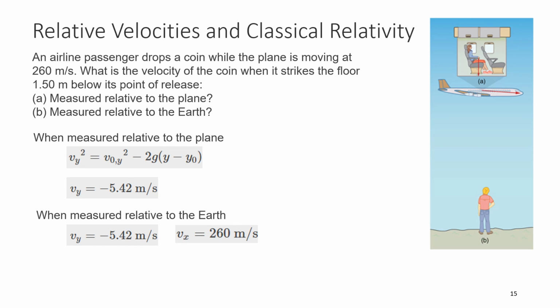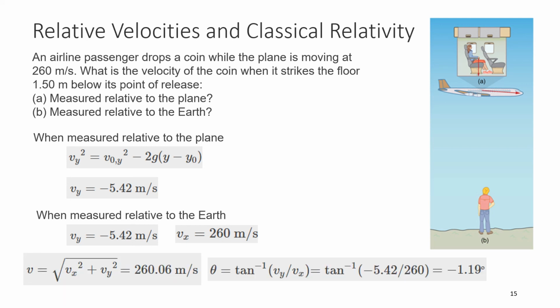Combining both x and y components, we get the magnitude of the final velocity v to be 260.06 meters per second, which is just 260 meters per second if we consider the significant figures, and the direction angle theta to be minus 1.19 degrees. This shows that an observer on the ground sees the coin move almost horizontally.